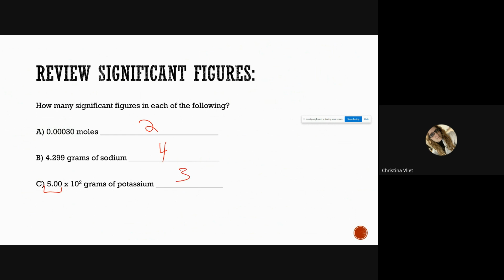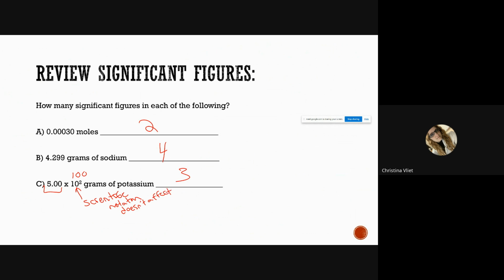5.00, because the point makes sense. The point makes them significant, yes. Go ahead. No. This is 5 times 100, right? Scientific notation does not change significant figures. Doesn't affect at all.